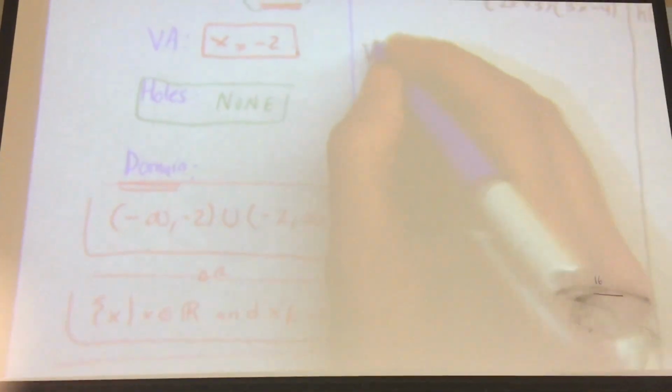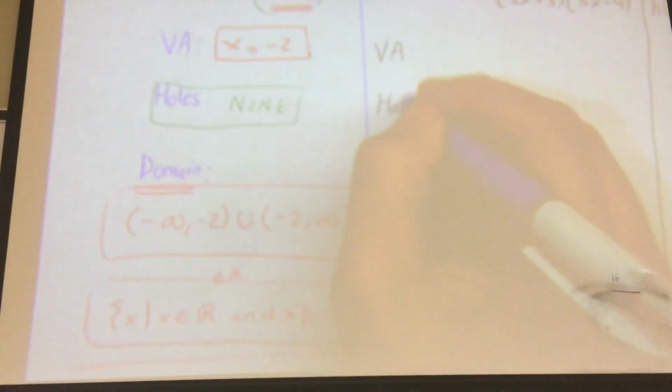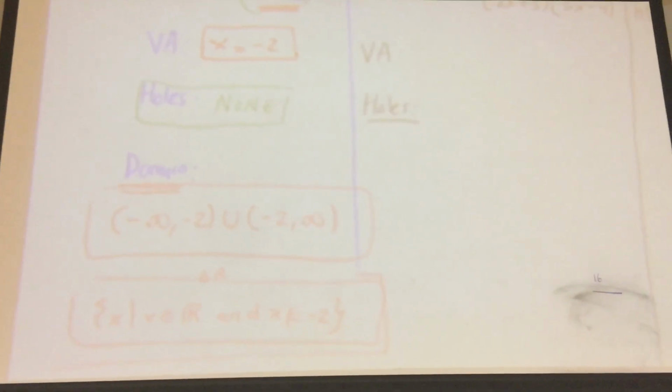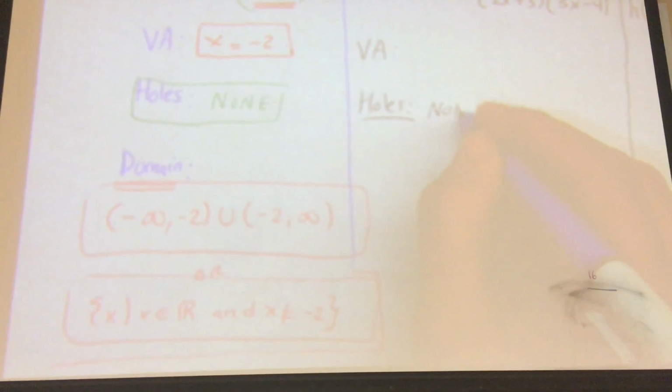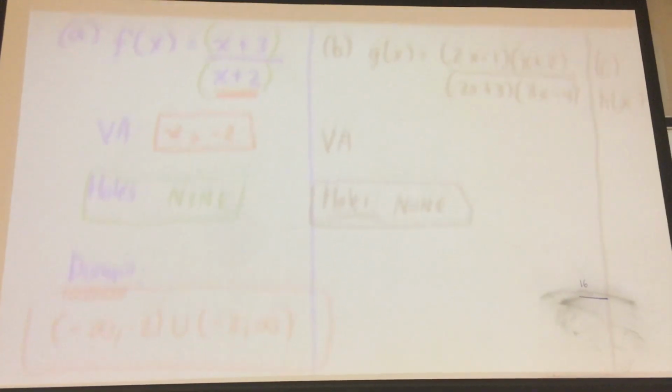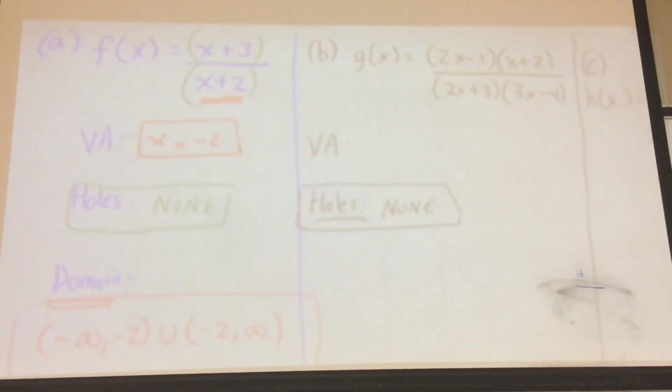Well, for vertical asymptotes and holes, I always begin with the hole, right? Do I have any cancellation of my factors? No. So that means there are no holes. Only if I have cancellation of my factors do I have a hole. You didn't see that, sorry. Yeah, there's no cancellation of my factors there.